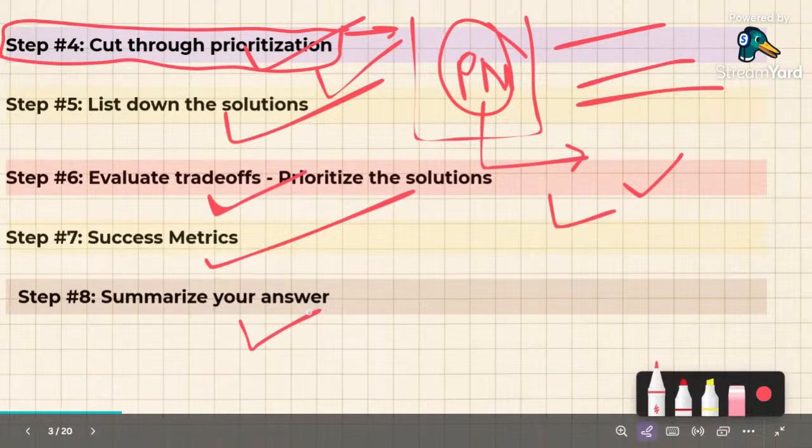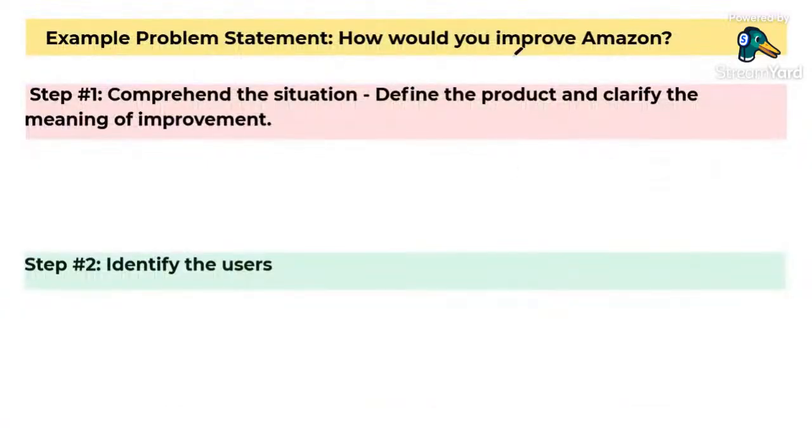So let's solve a case right now. The case is, how will we improve Amazon? The very first thing that we'll be doing is to understand which business they're referring to. So let's say the e-commerce business, and they are talking about the retention rate.